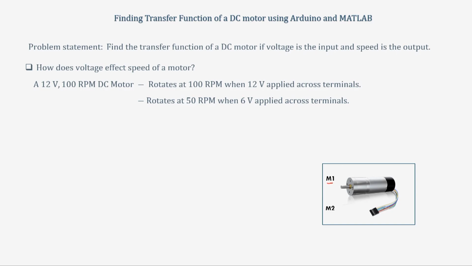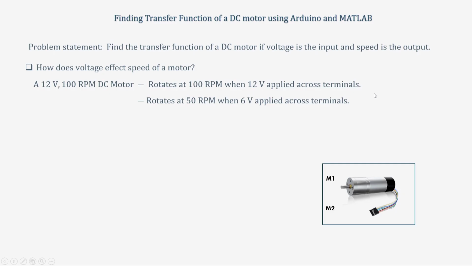So, in this diagram, I am calling those two terminals as M1 and M2. Now, if I change the voltage across these terminals to 6 volt, then the motor will rotate at 50 rpm. These are ideal scenarios. It might not rotate at exactly 50 rpm, it might be less than or greater than 50 rpm, but that does not mean that it will not rotate. So, when I bring down the voltage, you can see that the speed of the motor is changing.